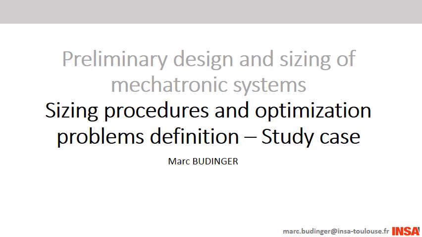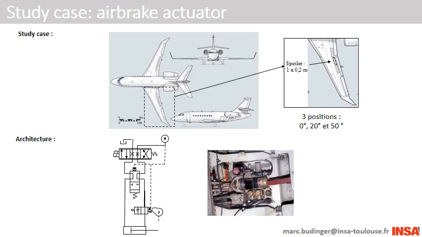This video is going to illustrate the use of design graphs through a study case. We're going to take interest in a hydraulic actuator, such as a spoiler actuator. For the rest of the example, we will limit our study to sizing of the servo jack association.